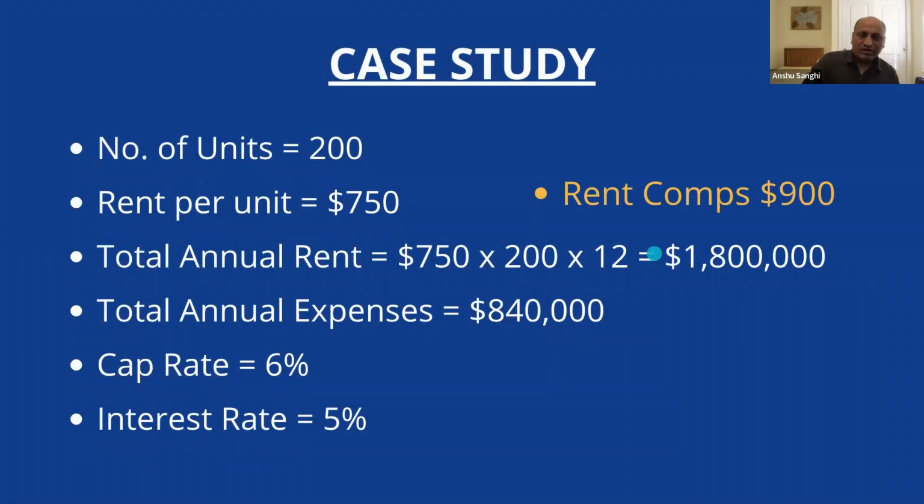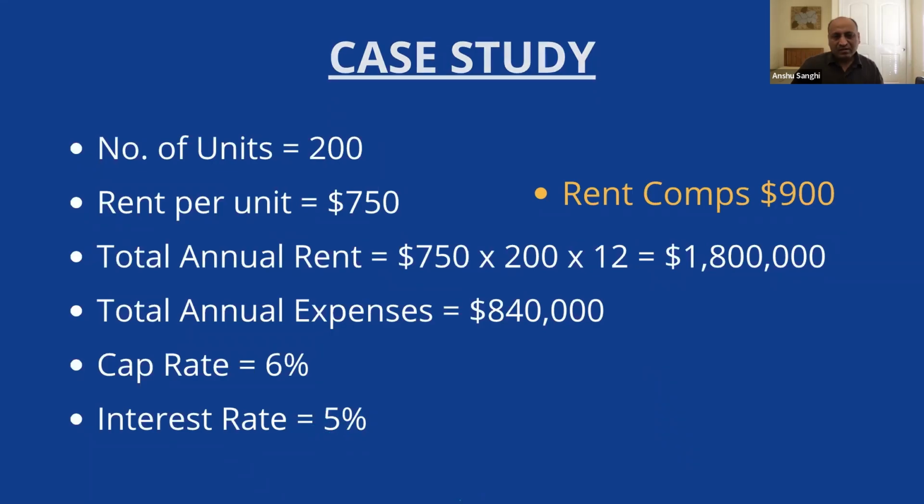Let's say there's a 200-unit apartment complex, and on average, these units are rented at $750 per month. The property is incurring $840,000 of expenses per year. The prevalent cap rate in the market is 6%. The bank is offering a 5% interest rate with an interest-only option.